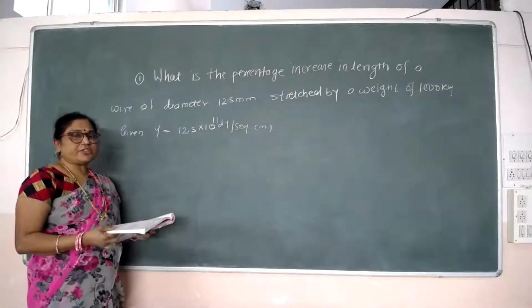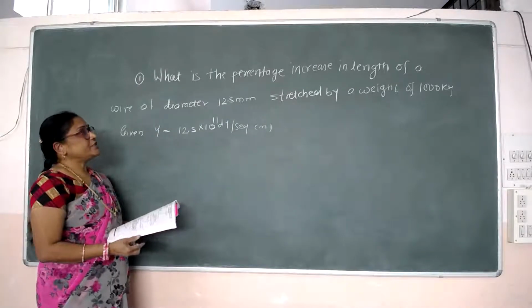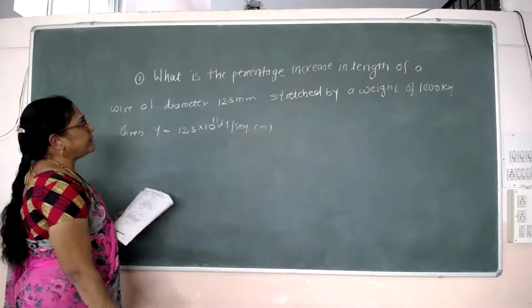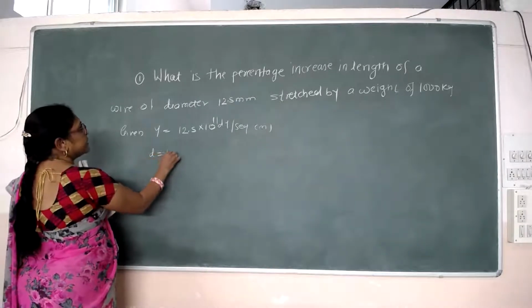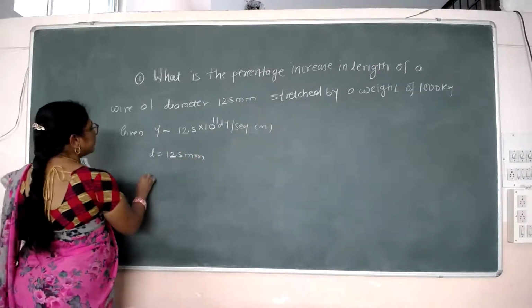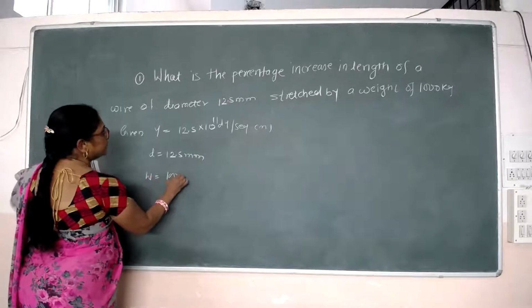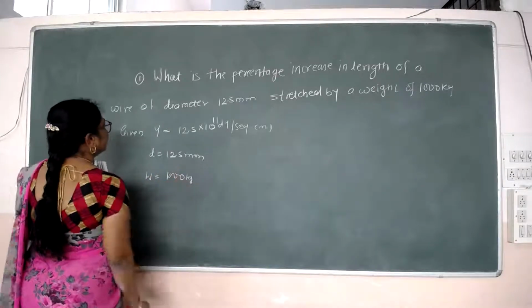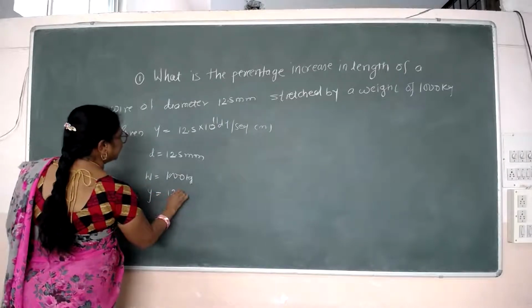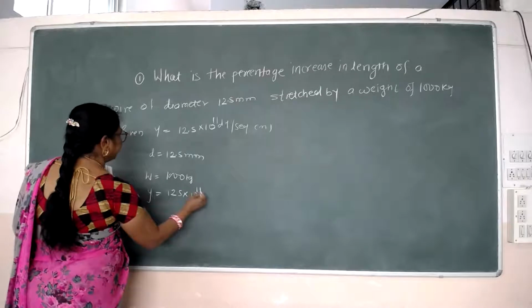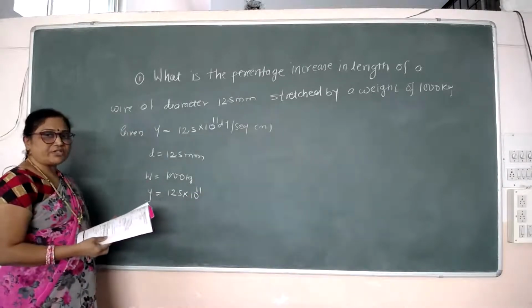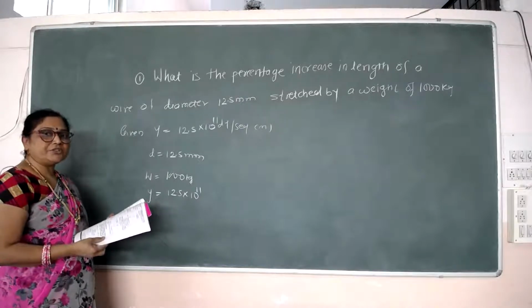Then read the question carefully. What is the percentage increase in the length of a wire of diameter 12.5 millimeter? So the diameter is given, that is 12.5 millimeter, stretched by a weight, that is the weight is equal to 1000 kg, with Y, that is Young's modulus, Y is equal to 12.5 into 10 to the power of 11. So here we need to find the change in length compared to the original length.